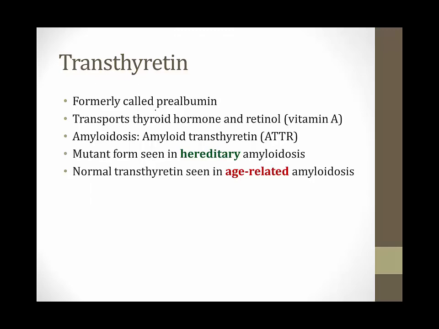Transthyretin was formerly called prealbumin, and it's sometimes referred to as prealbumin in older textbooks. Its job under normal conditions is to transport thyroid hormone and also retinol, which is a form of vitamin A. Because it transports thyroid hormone, that's why it's called transthyretin. In amyloidosis, when transthyretin accumulates and causes amyloid buildups, it's referred to as amyloid transthyretin, sometimes abbreviated ATTR. And transthyretin plays a role in two forms of amyloidosis. A mutant form of transthyretin is seen in patients who have hereditary amyloidosis. The normal transthyretin is seen in patients who have age-related or senile amyloidosis.